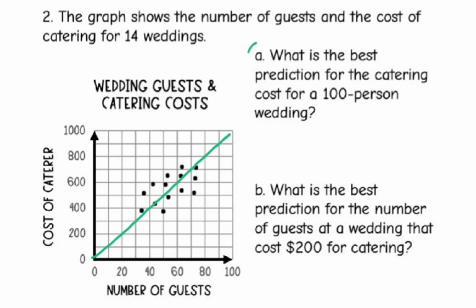Let's answer question A. What is the best prediction for the catering cost for a 100-person wedding? Remember, our X is here. Our Y is here. Read your labels. Number of guests is at the bottom, and the cost is over here at the Y, all right? Guests X, cost Y. So 100 people, guests 100. What I'm going to do is take this 100, which would be right there, and see where we hit. Well, it hits right there, between 800 and 900, about.